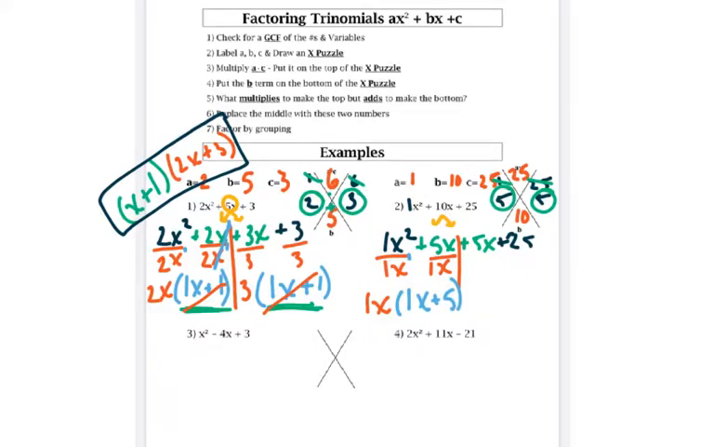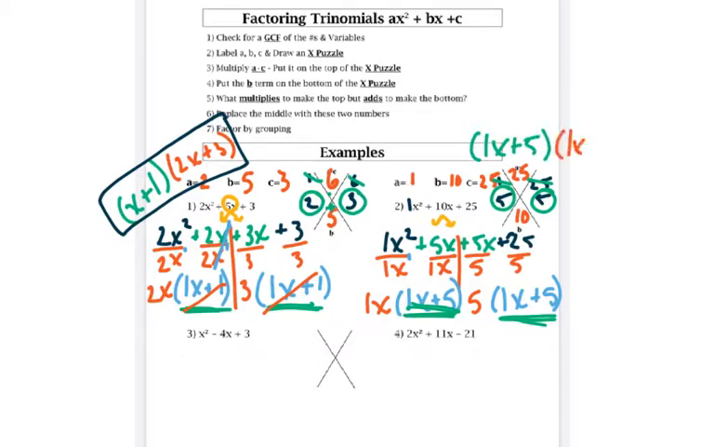Other side. I can take a 5 out. 5 divided by 5 is 1 with an x. 25 divided by 5 is 5. The insides match. So my final answer is 1x plus 5, 1x plus 5, which is the same as x plus 5, x plus 5. Let's do that 2 more times.